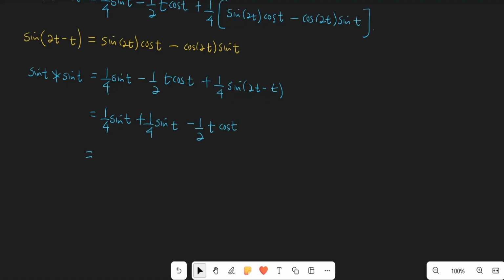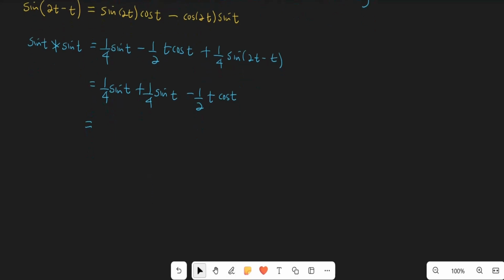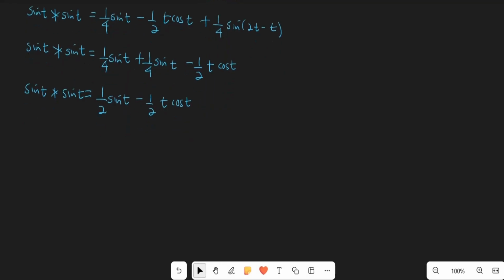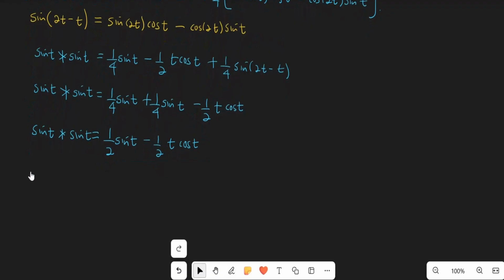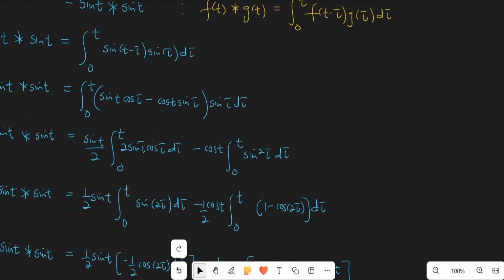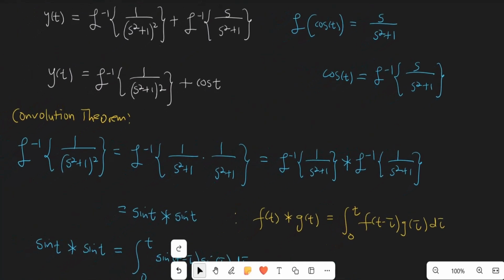plus 1 over 2 times t times cosine of t. And this one is equal to 1 over 4 sine of t plus 1 over 4 sine of t, that is 1/2 sine of t minus 1/2 t cosine of t. And this one is sine of t convoluted with itself, sine of t, like this. So now we have gotten the second Laplace inverse, which is this guy, 1/2 sine of t minus 1/2 t cosine of t.